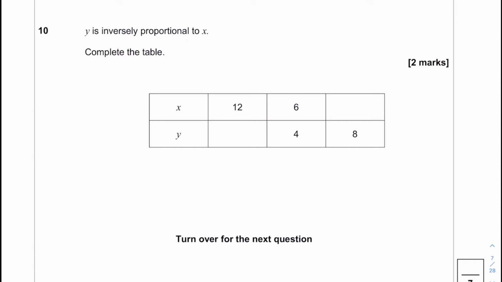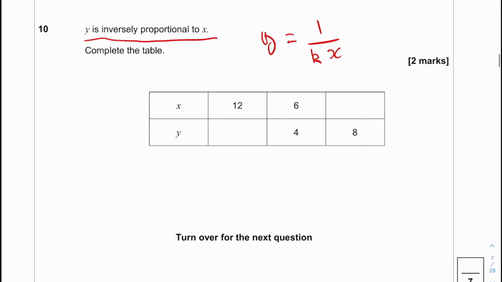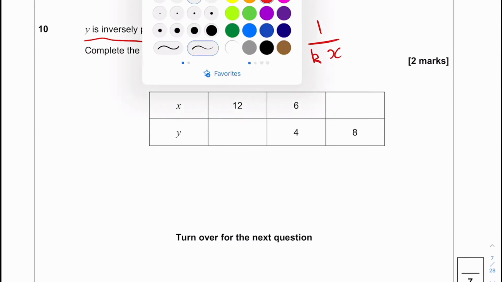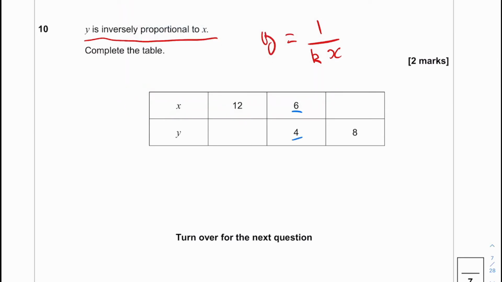For question 10, we are told that y is inversely proportional to x, and we need to complete the table. So we need to find the value of y here and the value of x up here. So the statement y is inversely proportional to x, this means that y is equal to 1 over x, but there's a factor in front of the x which is called k. So we need to work out what k is, and to do that we're going to use the two known values for x and y in the table that correspond to each other.